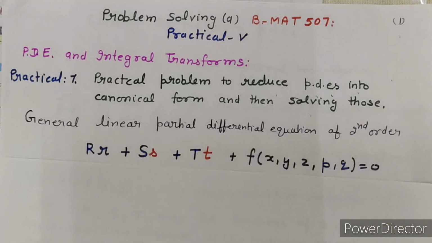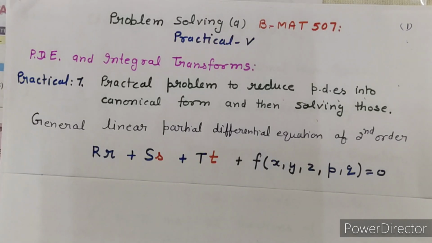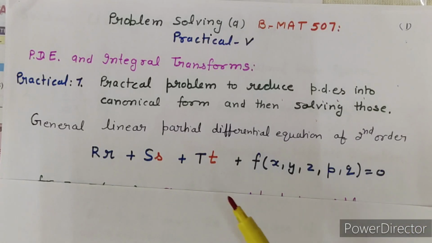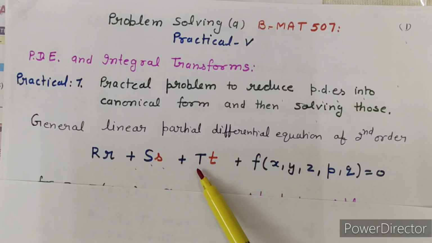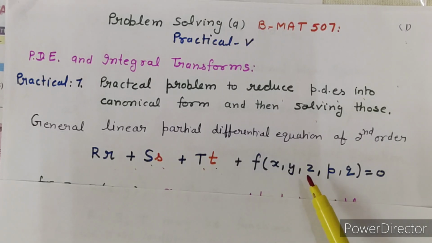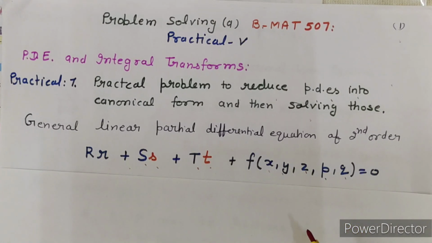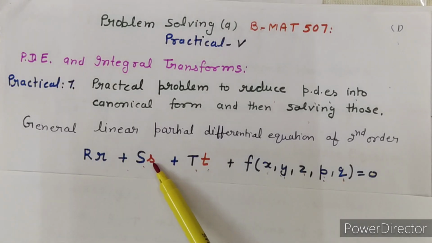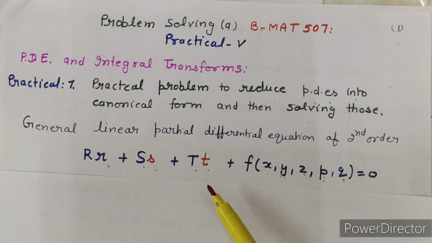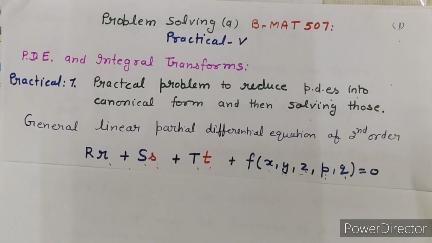I am writing here the standard general form of a linear partial differential equation of second order: capital R small r plus capital S small s plus capital T small t plus a function of x, y, z, small p and small q equal to 0. In your last semester you studied that z is a function of two independent variables, x and y. Small p, small q, small r, s and t are the first order and second order partial derivatives of the dependent variable with respect to these two independent variables respectively.